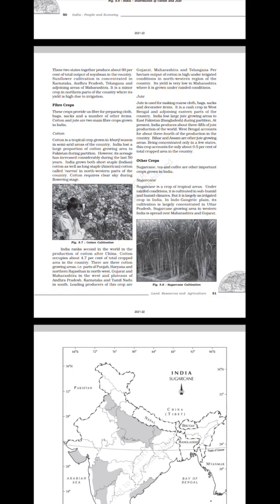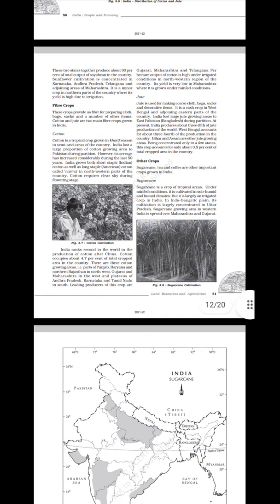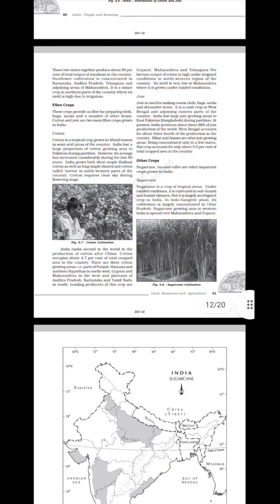In northwestern parts of the country, cotton requires clear sky during flowering stage. Take a look at figure 5.7, cotton cultivation. India ranks second in the world in the production of cotton after China. Cotton occupies about 4.7% of total cropped area in the country. There are three cotton growing areas, that is parts of Punjab, Haryana, and northern Rajasthan in northwest, Gujarat and Maharashtra in the west, and plateaus of Andhra Pradesh, Karnataka, and Tamil Nadu in south.